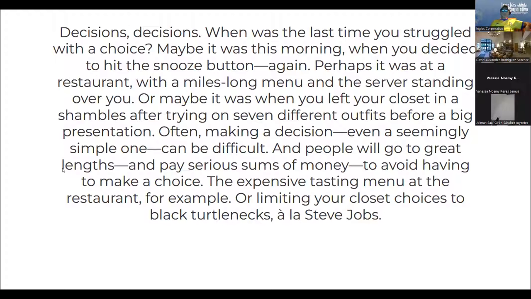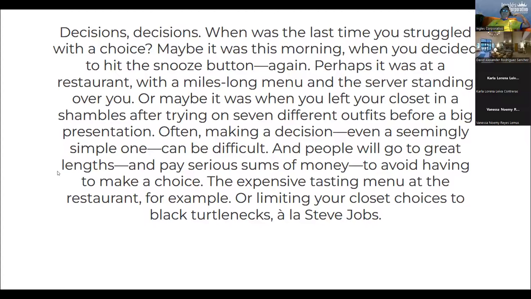And then it says maybe it was when you left your closet in a shambles. Anybody knows what is shambles? No, I don't know. Okay, so shambles is a synonym of ruins. So when you don't have anything left, something like that. So, yes, some people decide, I'm going to change my closet, I'm going to renew all the clothes that I have. So that would be after trying 7 different outfits before a big presentation. Yeah, that is sometimes difficult, right? When you are going to go to a party, for example, and you don't know what to wear. So that's sometimes.